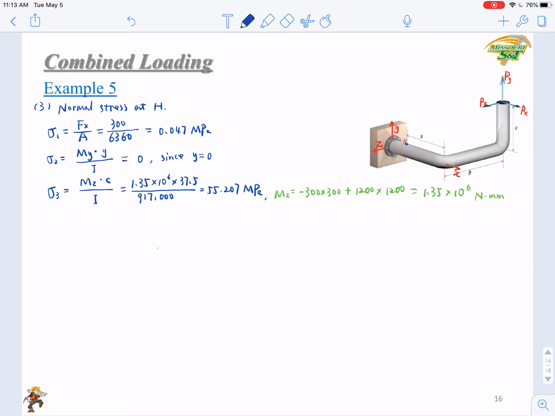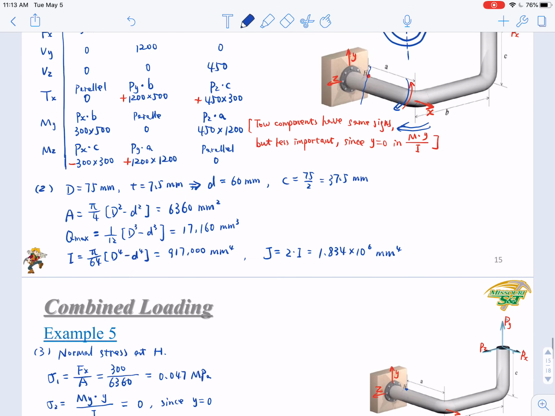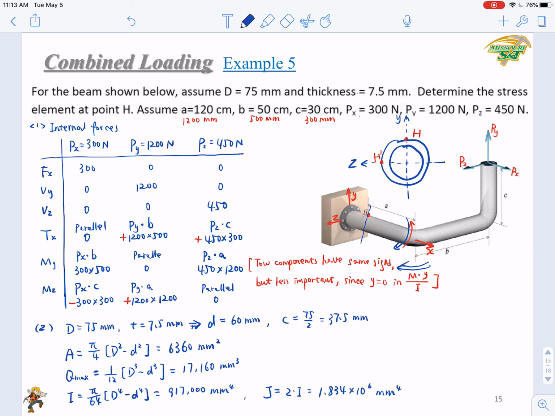Okay, but is this stress sigma 3 positive or negative? We just look at these two as we just analyzed. The negative 300 times 300 and the positive 1200 times 1200. The first one will tend to bend it downward, and the second one will tend to turn it upward. So the overall effect will be a positive bending moment. So make this cantilever part smile.